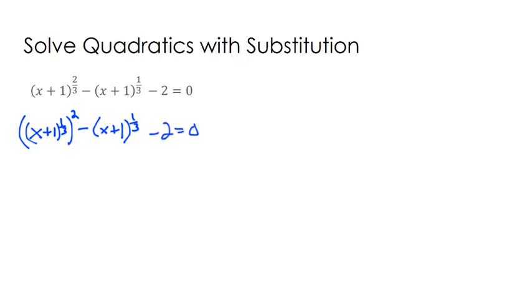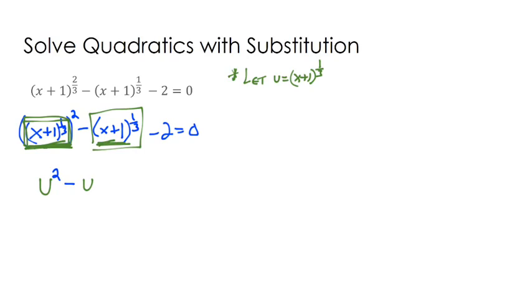And now what you see is we have something squared minus something minus a constant equals 0. Hopefully you're seeing a little bit more how this is in the form of a quadratic now. And so what we're going to do our u substitution with here is we're going to let u equal x plus 1 to the 1/3. By doing that, this entire value is u, so that just becomes u squared. And then we still have our minus, and this whole thing is just u, and then minus 2 equals 0. So I've just taken the x plus 1 to the 1/3 power and substituted out for u.